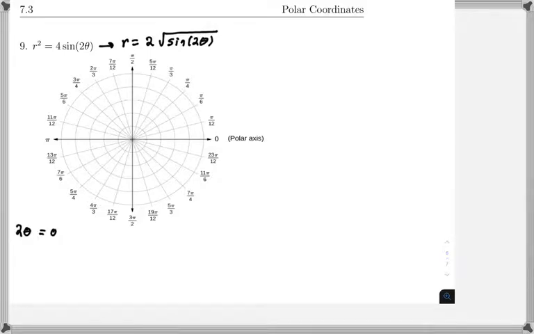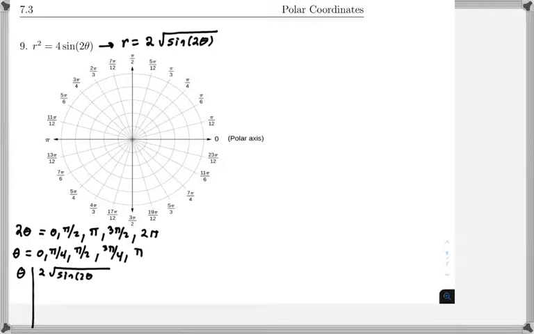Okay, and kind of like what we did with the 3 theta, we want 2 theta to be equal to the nice values on the unit circle: 0, pi over 2, pi, 3 pi over 2, and 2 pi. We're going to divide each one of those by 2. So we get 0, pi over 4, pi over 2, 3 pi over 4, and pi.